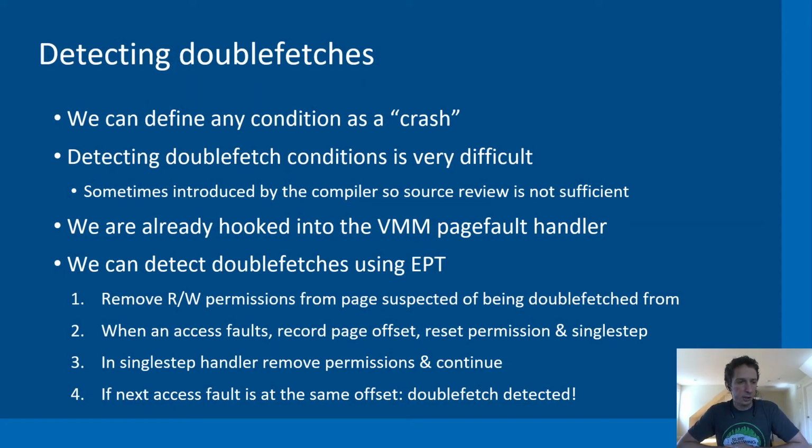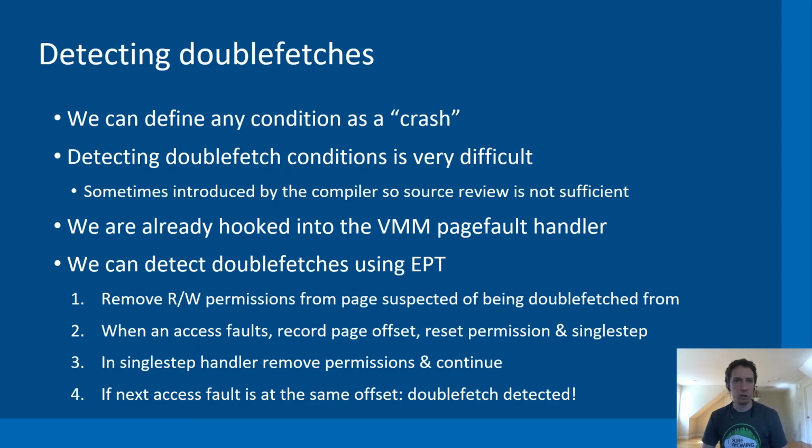Now, detecting double fetches is a hard problem that we wanted to take a look at, to see whether we can integrate that into the fuzzer. And the nice thing about using the hypervisor for this type of fuzzing is that we can really define any condition as a crash condition to be notified of when it occurs, and just feed that back to AFL to record what input triggered that condition.